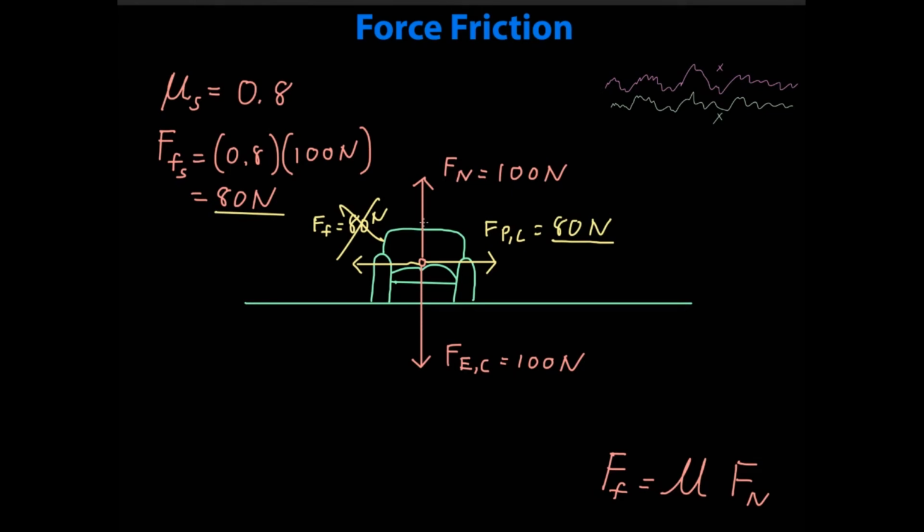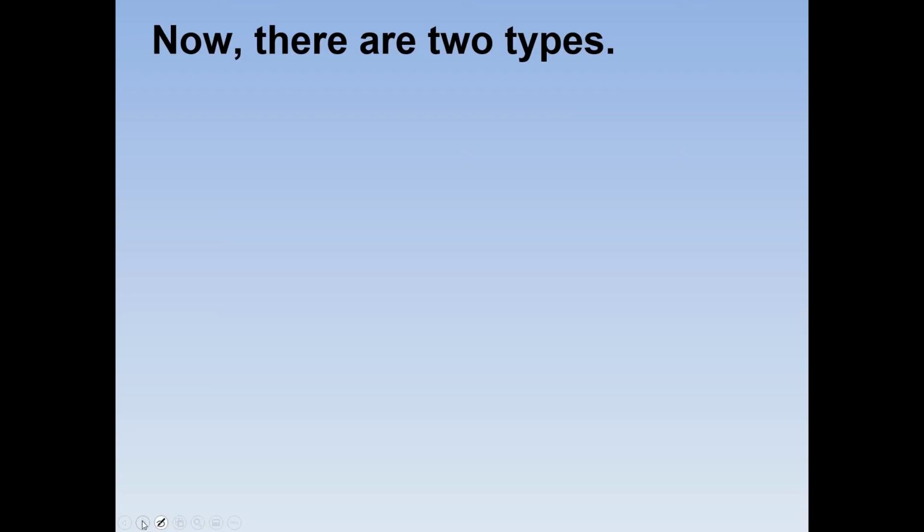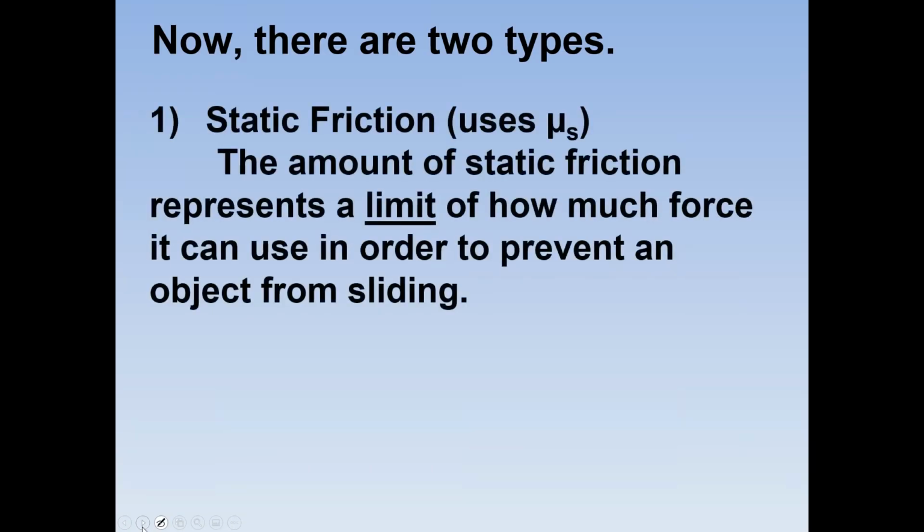Before we talk about what happens next, let's actually get force friction static in our notes. So there are two types. First type, static friction, uses mu static. The amount of static friction represents a limit of how much force it can use in order to prevent an object from sliding. So this word, which I've underlined now twice, is extremely important. Force friction static is a limit force.